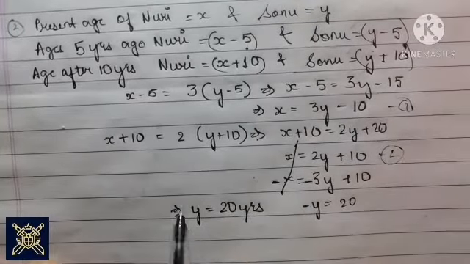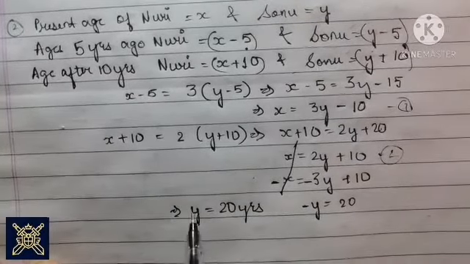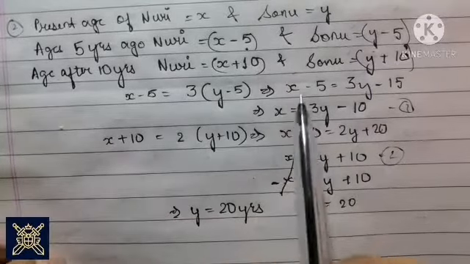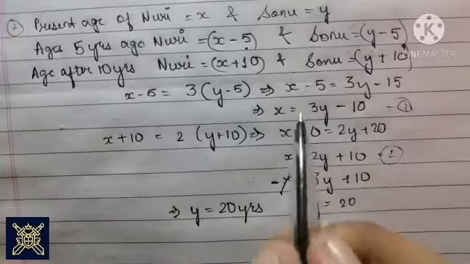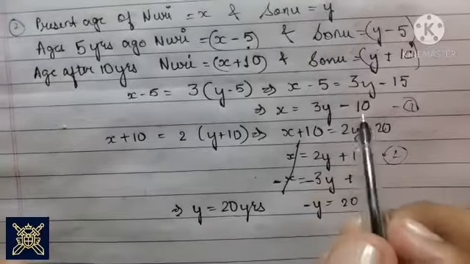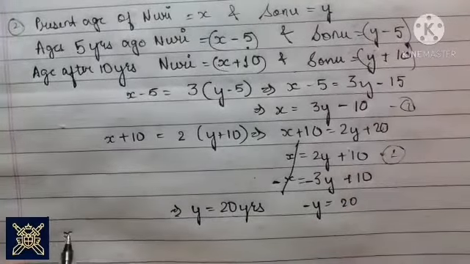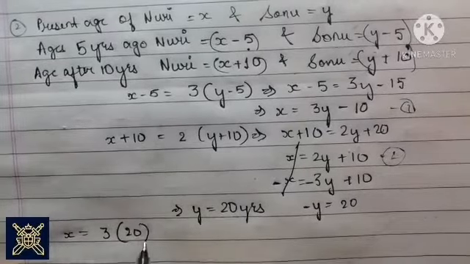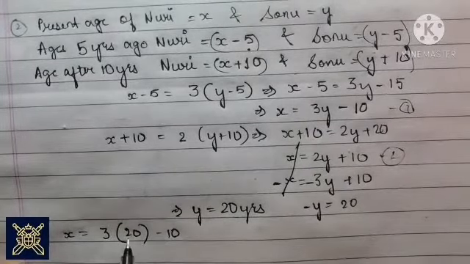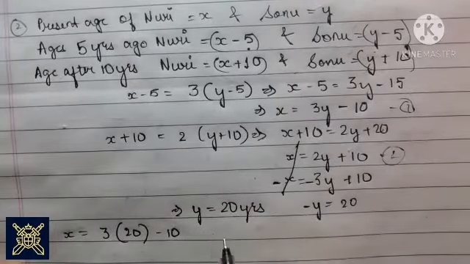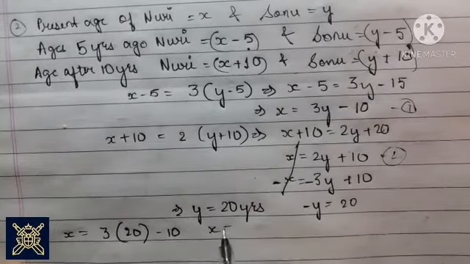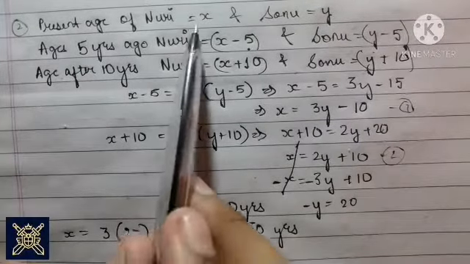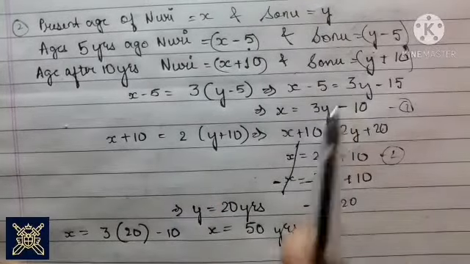Now since we have found the age of one of the variables, that is y is equal to 20 years, therefore we can find the value from any of the given equations. So let's take this, that x is equal to 3y minus 10. This implies that x is equal to 3 into y, that is 20, minus 10. 3 into 2 is 6, and 0, 60 minus 10. So x is equal to 50 years. So Noori is 50 years old and Sonu is 20 years old.